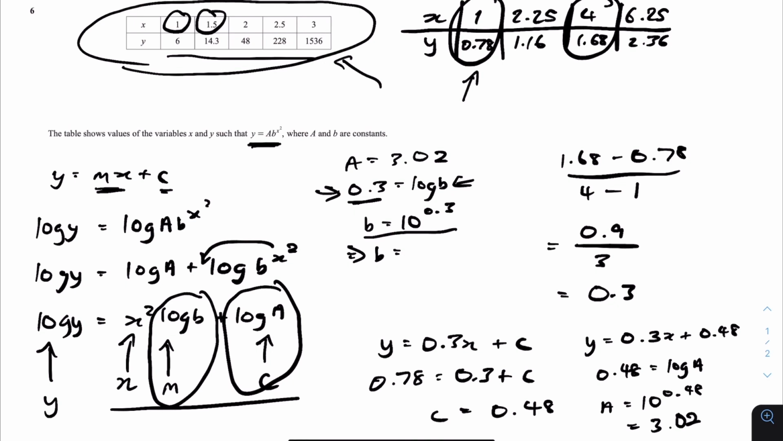So b is 10 to the power of 0.3, which is 1.995, which is just the same as 2. So we can actually just say a is 3 and b is 2. Now, why don't we just substitute the values into our original equation. Let's just do this here because there's more space. So that means y is equal to 3 times 2 to the power of x squared. That's our final answer. So yeah, that's linear law for you.